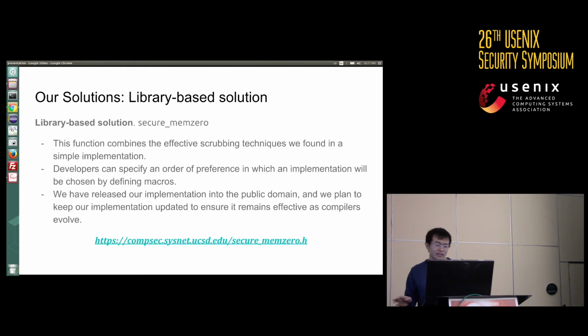Although we cannot guarantee that this implementation will work with every standard compliant compiler, we believe this is the best of breed scrubbing function. Besides, we have released our implementation into the public domain, and we plan to keep it updated as compilers evolve.